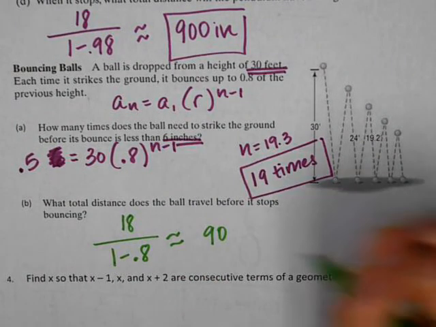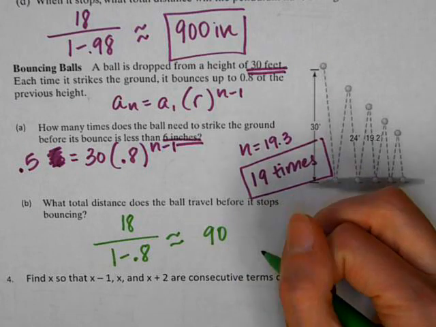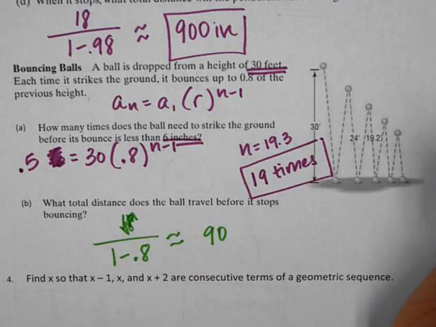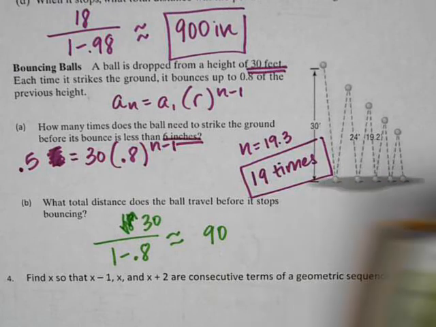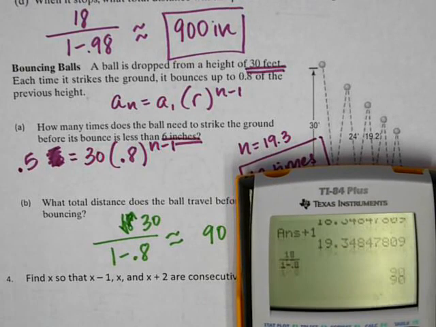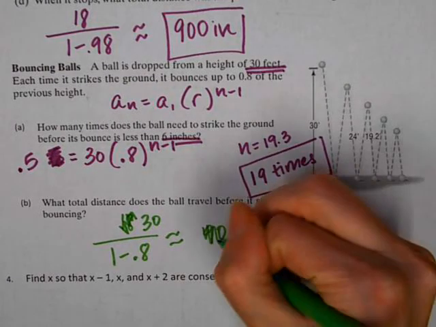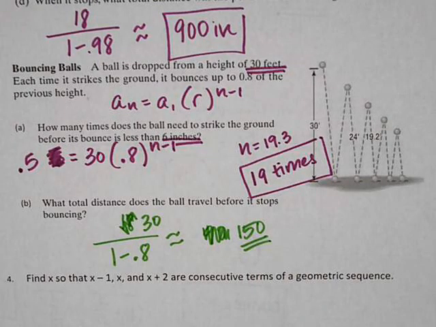Okay, so now this one's a little tricky. Oh my gosh, I just used 18 from this problem. It's 30. Oh my gosh, you guys. All right, change that 18 to a 30. 150. Okay. Sorry, I was thinking about the other problem. So 150, but now we have to be careful.